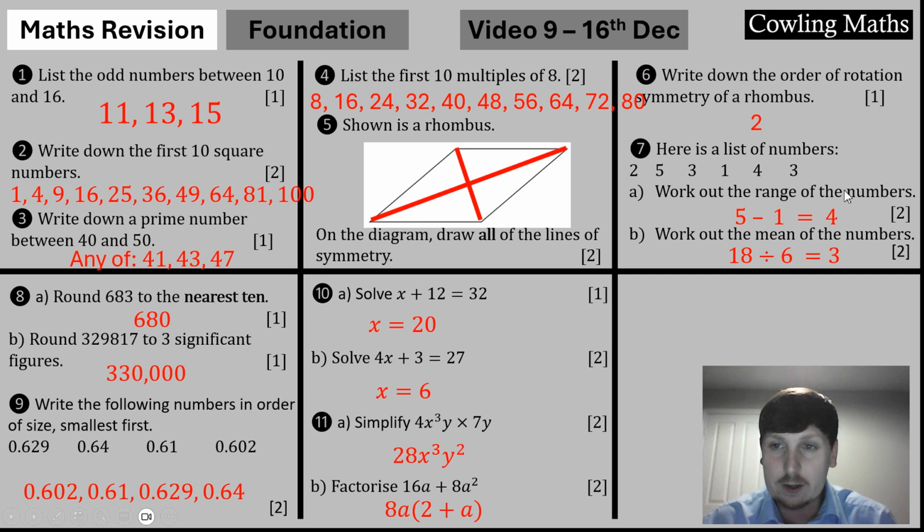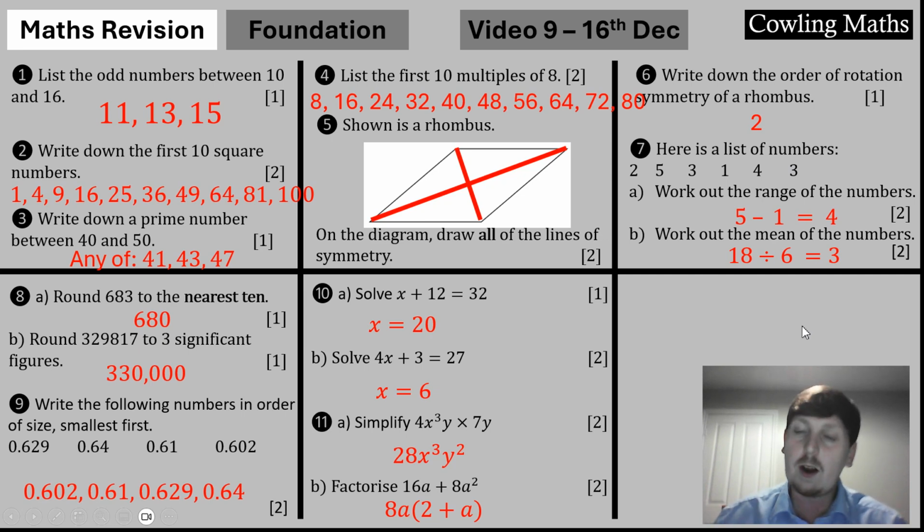Question 7, out of the list of numbers, to get the range, you do the biggest take away the smallest. So biggest number's 5, smallest number's 1. 5 take away 1 makes 4. To get the mean, you add them all up and divide by how many. So these numbers add up to 18. There are 6 numbers in total. 18 divided by 6, and the mean is 3.